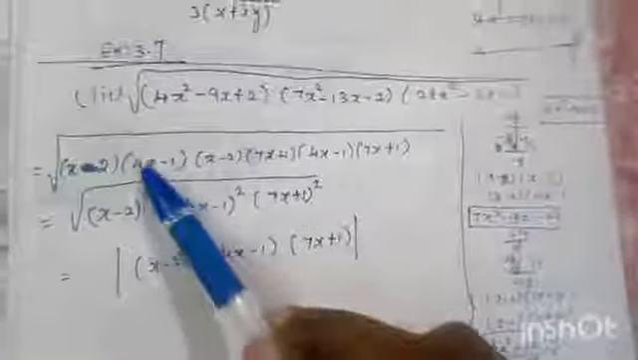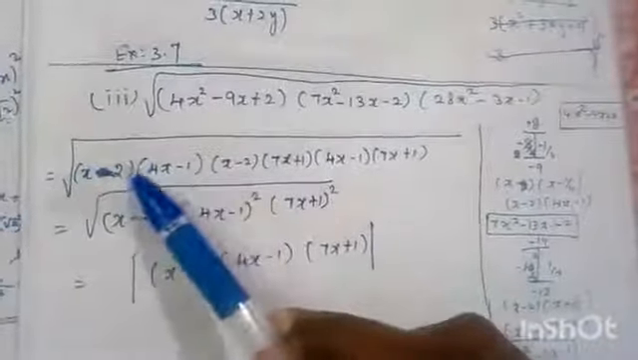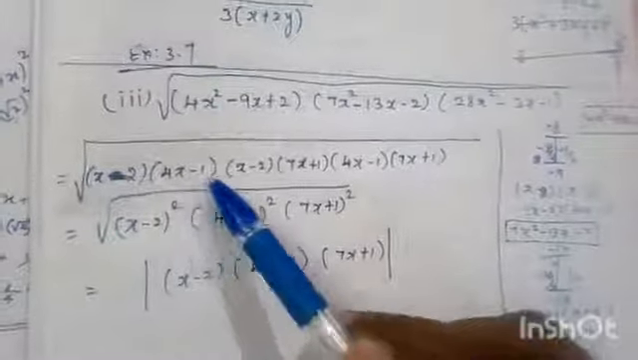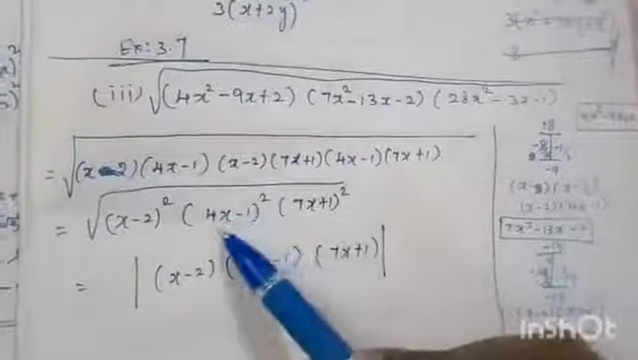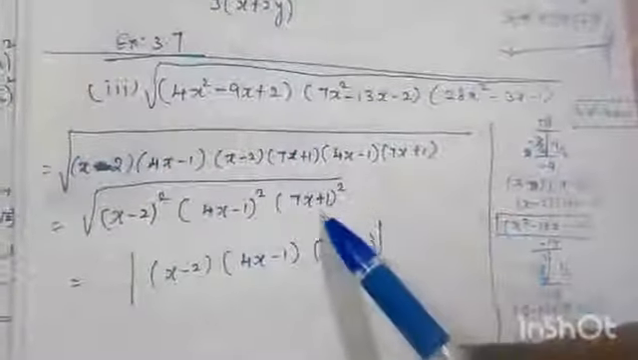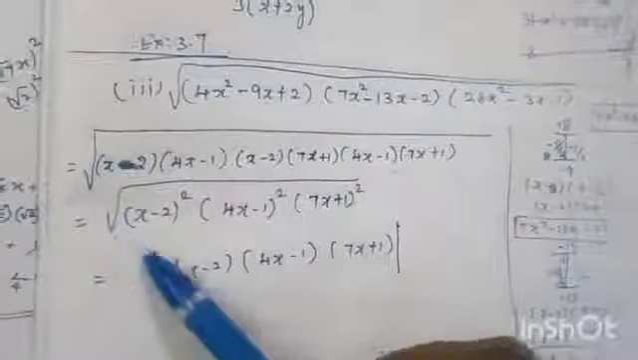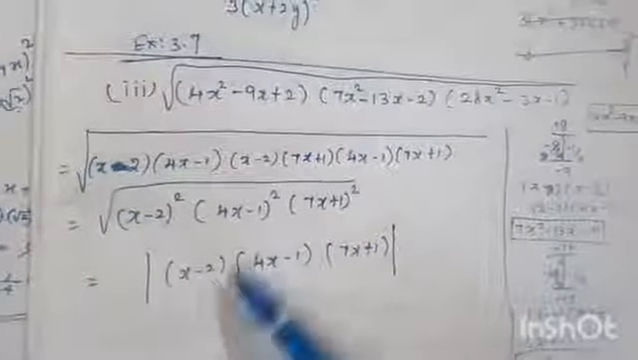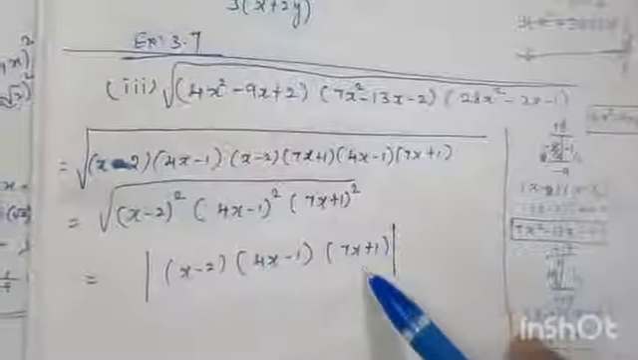Now you have to compare, the same terms are there, you make it as a same power. So x minus 2 into x minus 2, x minus 2 whole square. 4x minus 1, 4x minus 1, so 4x minus 1 whole square. 7x plus 1, 7x plus 1, 7x plus 1 whole square. We want to take a square root. So it becomes absolute value of x minus 2, 4x minus 1, 7x plus 1.